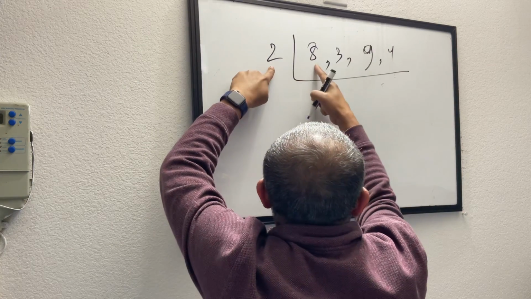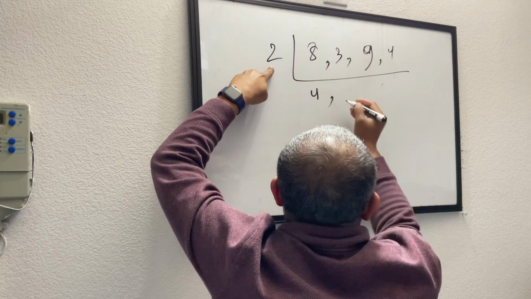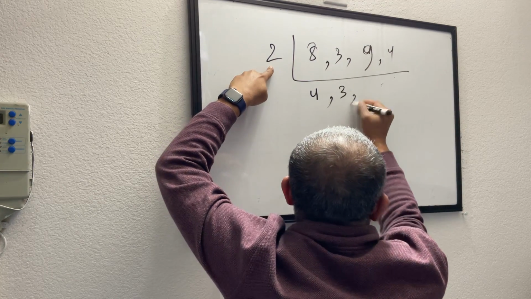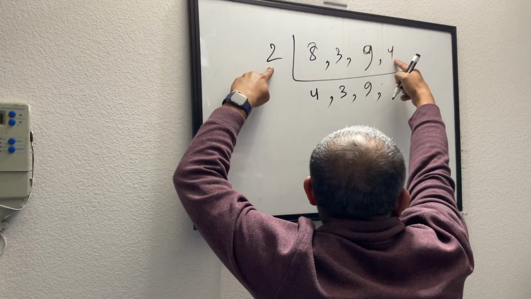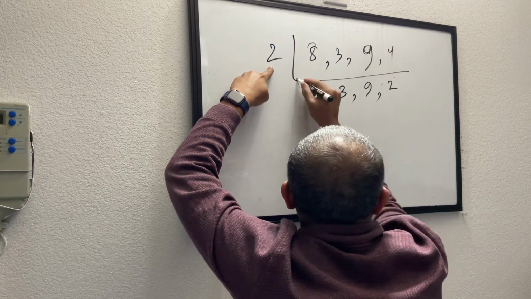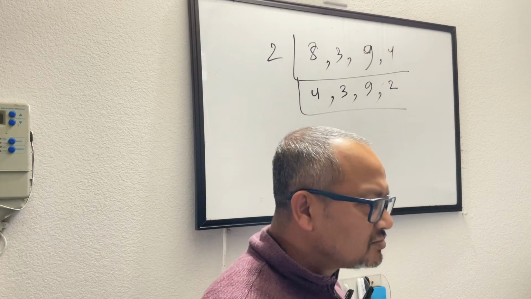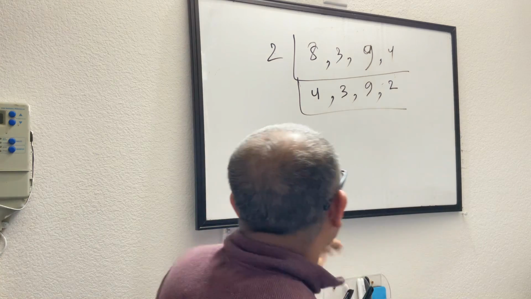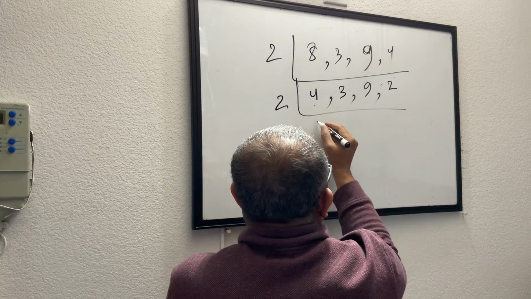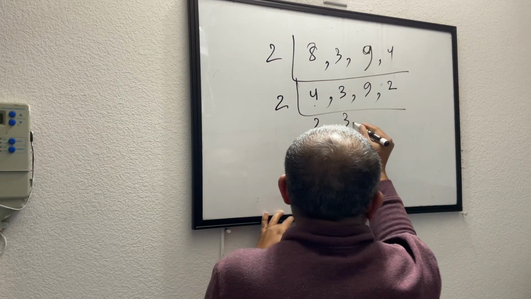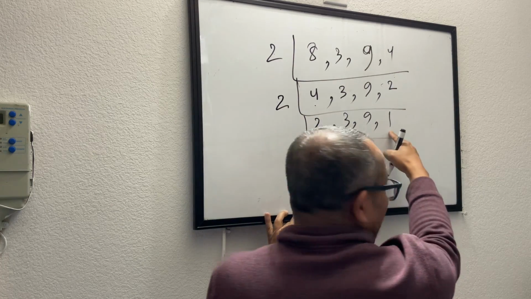How many times 2 gives me an 8? 4. Okay. 3 doesn't come in the table of 2, so I will leave it. 9 also doesn't come in the table of 2, I will leave it. How many times 2 gives me a 4? 2. What is the next smallest number I can pick up? Again 2, because I see a 2 here. 2 2s are 4. 3 doesn't come in the table of 2. 9 doesn't come in the table of 2. 2 1s are 2. I got 1 1 now.